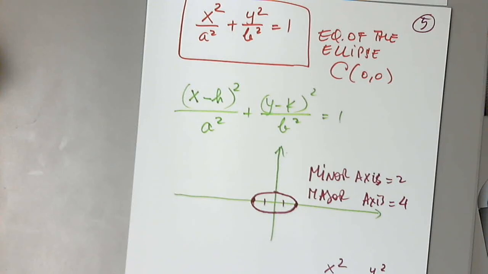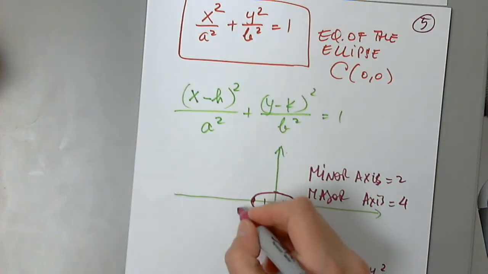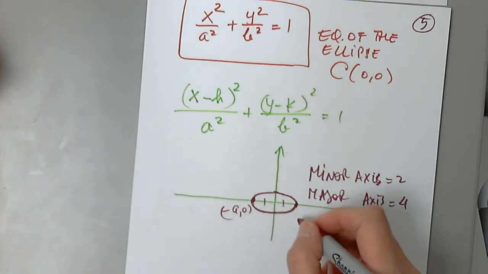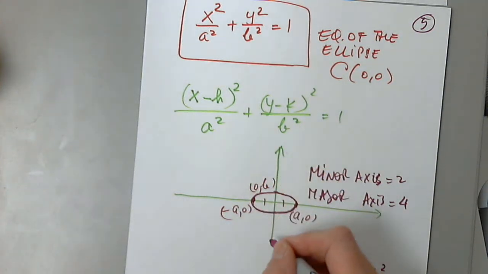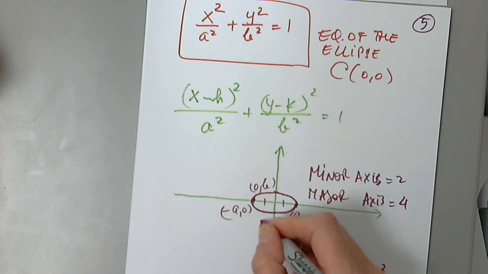So A and B don't have to be 1. That has nothing to do with it. This point here is negative a comma 0. This point here is a comma 0. This point here is 0 comma b, and this one is 0 comma negative b. So let's write all of those: negative a comma 0, a comma 0, 0 comma b, 0 comma negative b.